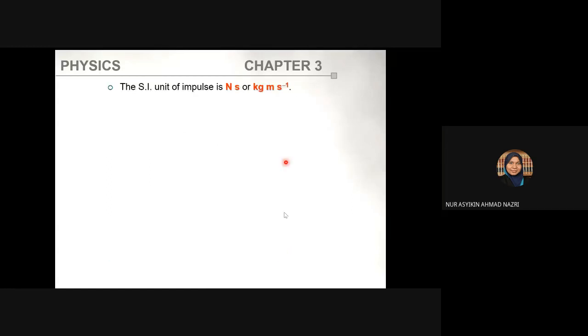So the unit must be Newton second lah, because tadi kita ambil F times dengan masa. So the unit akan jadi Newton second. Or if you want to write it this way pun boleh juga, kilogram meter per second, jadi macam unit momentum. Okay, betul, unit momentum, because the impulse is the change of the momentum. So unit dia samalah macam unit momentum.